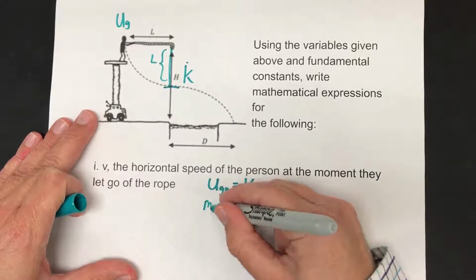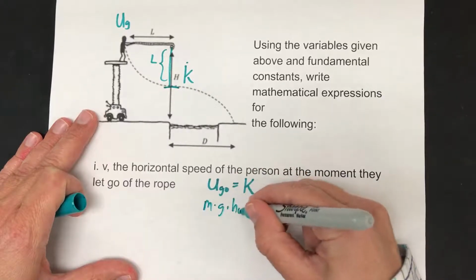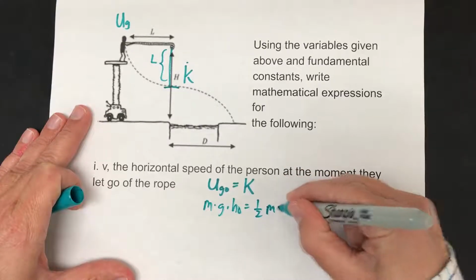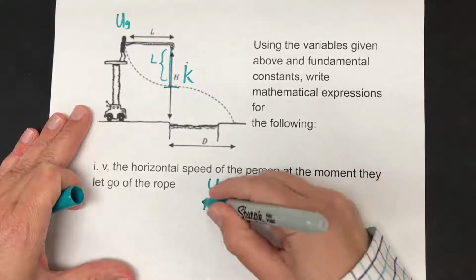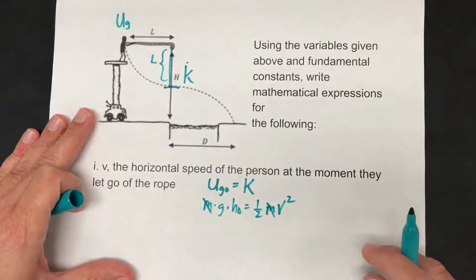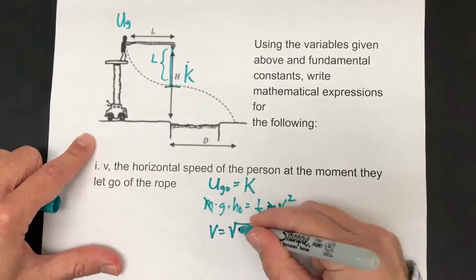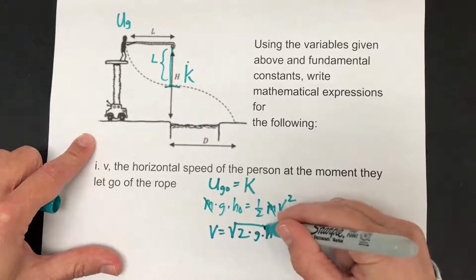So now plug in. Mass times gravity times the initial height is equal to 1/2 times the mass times the velocity squared. Masses will cancel out, as they always do in these problems, unless there's a spring. Solve for the velocity. It's the square root of 2 times g times the height.